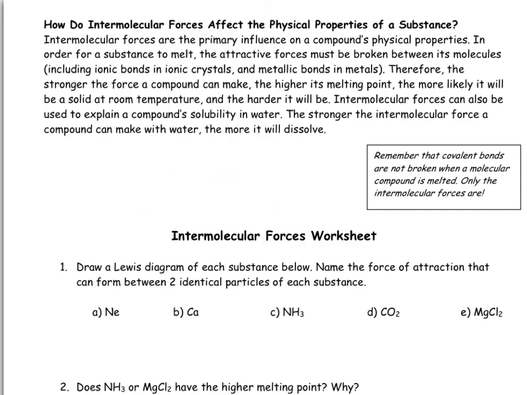Intermolecular forces can also be used to explain how a compound dissolves in water. The stronger the intermolecular force that can be made between the compound and water, the more it will dissolve. Now remember, when you are dealing with a molecular compound, you do not break the covalent bonds when a molecular compound is melted. It's just the intermolecular forces.